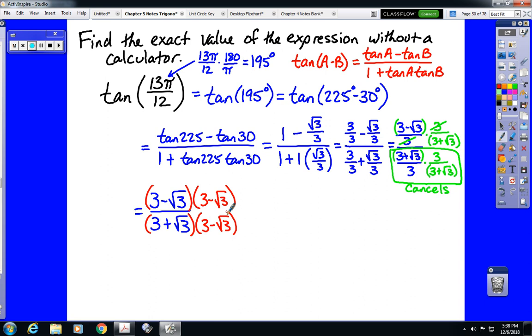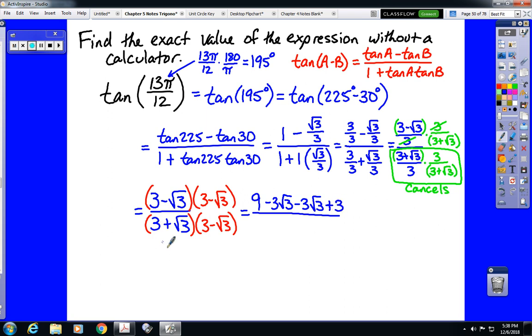And FOIL, just like we did on the earlier tangent problem. So that would be 3 times 3 is 9. 3 times negative root 3 is negative 3 root 3. Negative root 3 times 3 is negative 3 root 3. I know that's hard to listen to, a lot of 3's. Negative root 3 times negative root 3 is positive root 9, which would be positive 3.